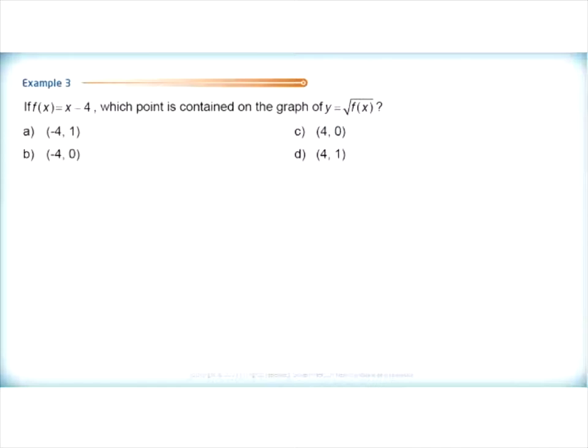In example 3, if f of x is equal to x minus 4, which point is contained on the graph of y equals the square root of f of x? In this example, I recommend that you set up a table of values.